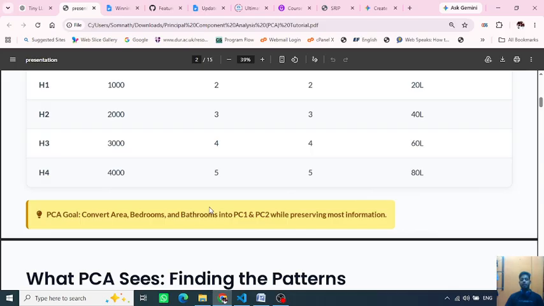So PCA reduces the number of columns, features or dimensions, but it preserves most of the information. Not all the information, but most of the information. That means some information we may lose, so we need to keep that in mind. Okay, I will discuss this later.